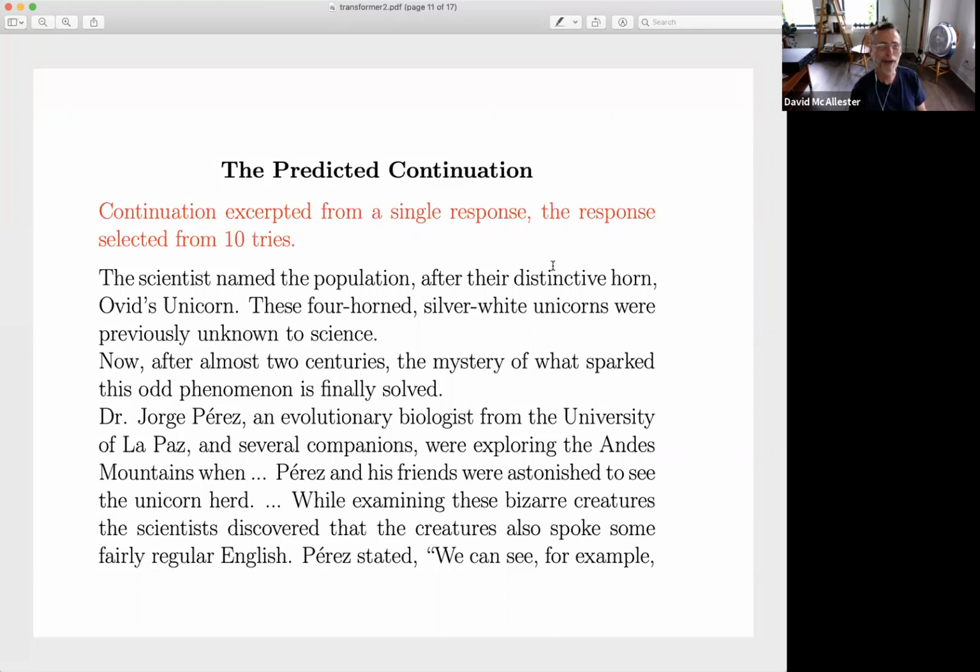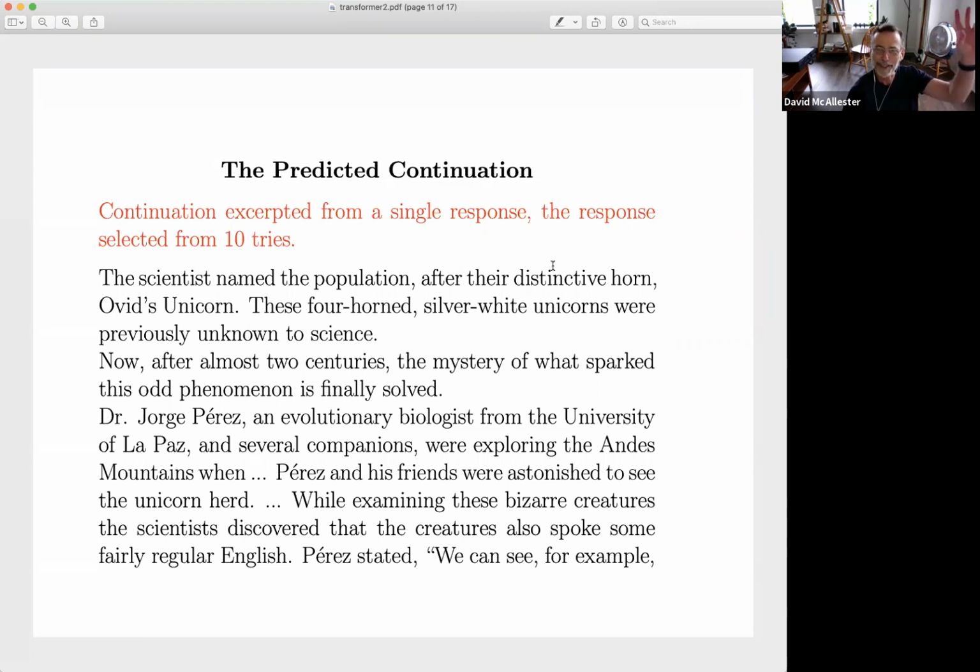The scientists named the population after their distinctive horn, Ovid's unicorn. These four-horned silver-white unicorns were previously unknown to science. Now, after almost 2 centuries, the mystery of what sparked this odd phenomenon is finally solved. Dr. Jorge Perez, an evolutionary biologist from the University of La Paz, and several companions were exploring the Andes Mountains when Perez and his friends were astonished to see the unicorn herd. While examining these bizarre creatures, the scientists discovered that the creatures also spoke some fairly regular English.